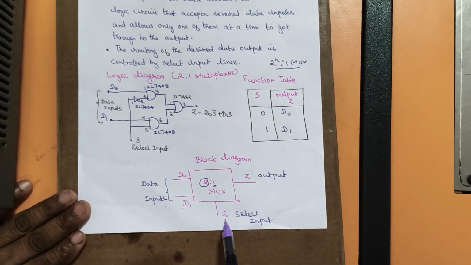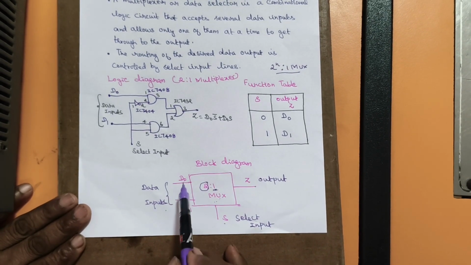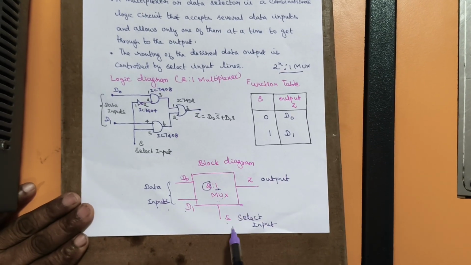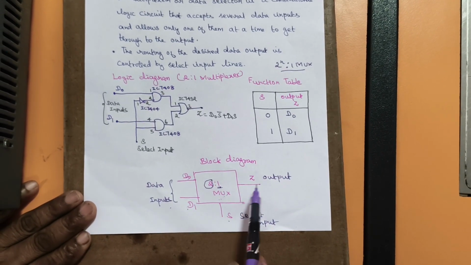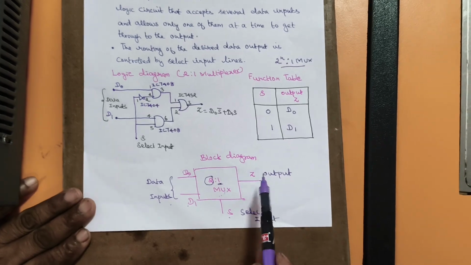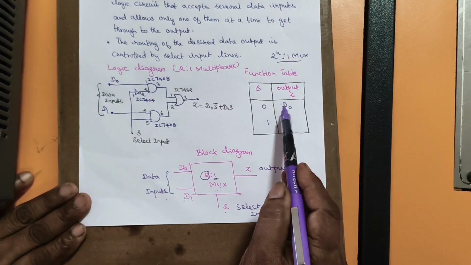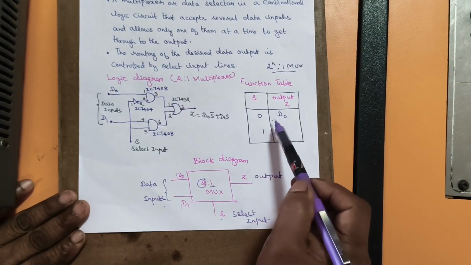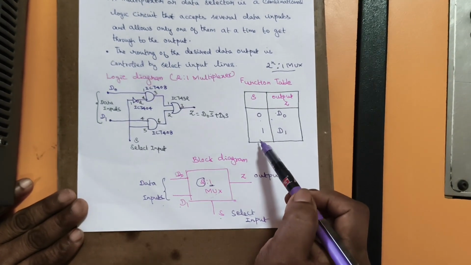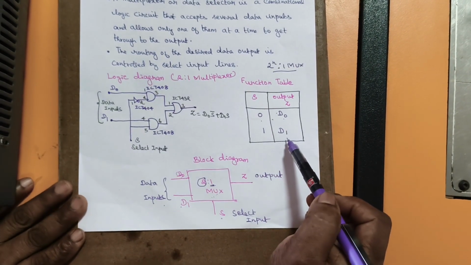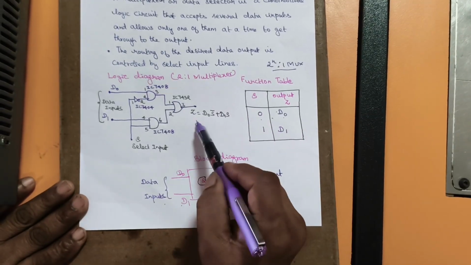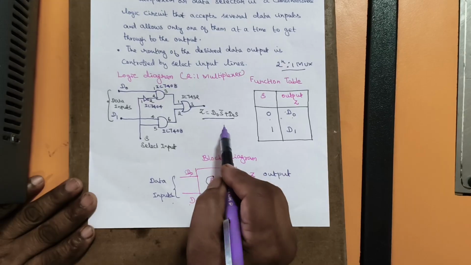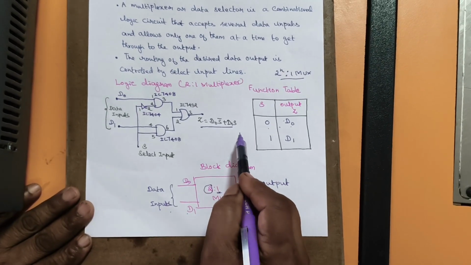So when S is 0, the data available on D0 is made available at the output, and when S is 1, D1 is passed to the output Z. So this is the functional diagram of your 2:1 multiplexer. When S is equal to 0, the output is D0, and when S is equal to 1, the output is D1. From this we can derive the Boolean expression, which is Z equals D0 into S bar plus D1 into S.